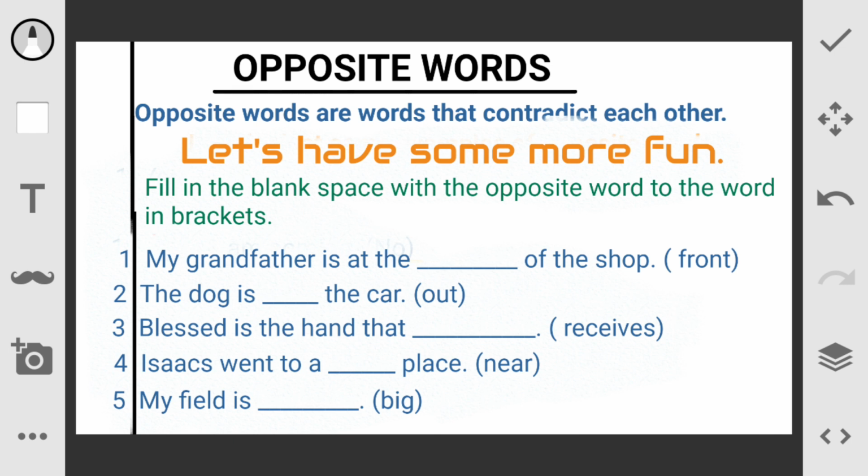The fifth question is, my field is dash. In brackets, we have big. What is the opposite of big?